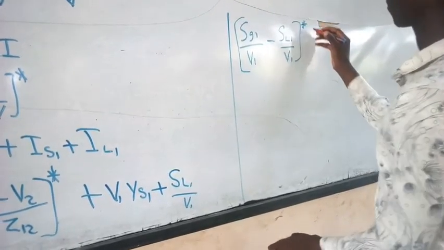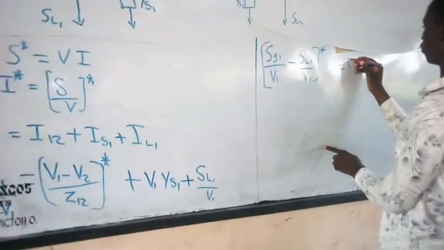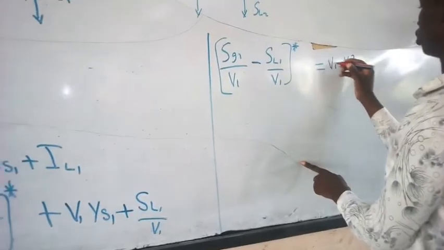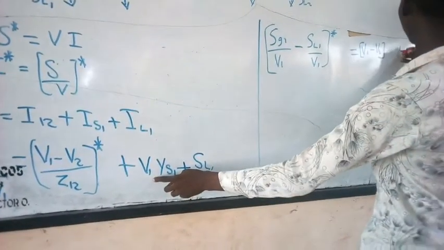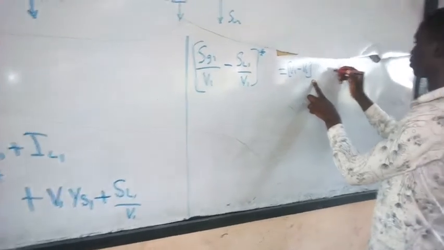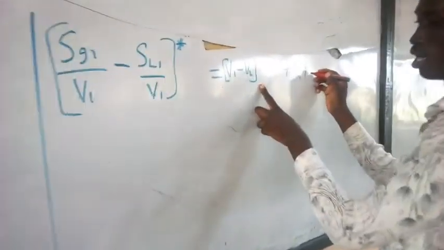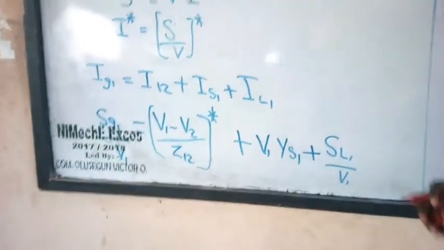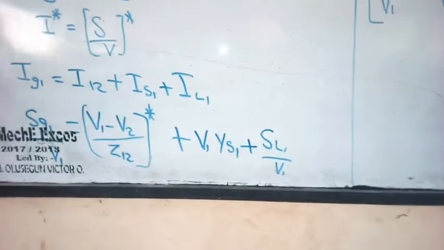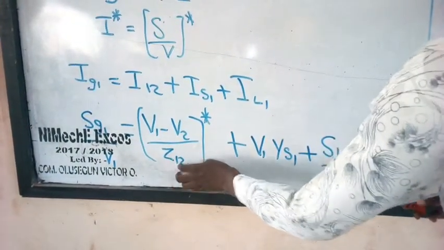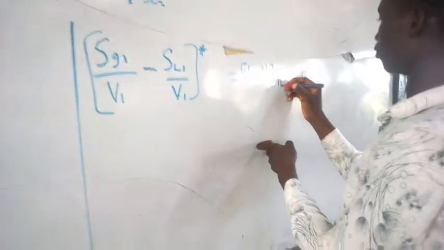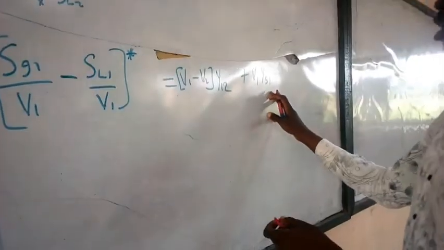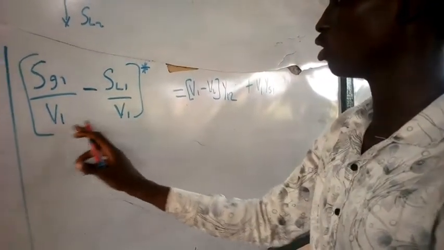Equal to, so at this point we are having V1 minus V2, V1 minus V2 into bracket. Now we are having here plus, I'm coming to this one, let me give a space, plus V1 YS1. Now let's look at this. At this point, this Z12 will go up so that it joins with this YS1. It will now become something like Y12 plus this. Since we know that we'll take the LCM of this, the LCM of this is V1.